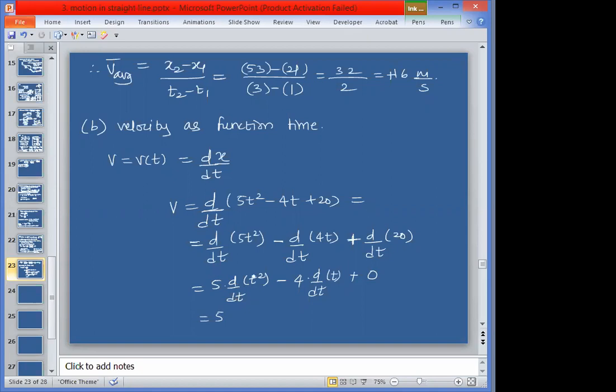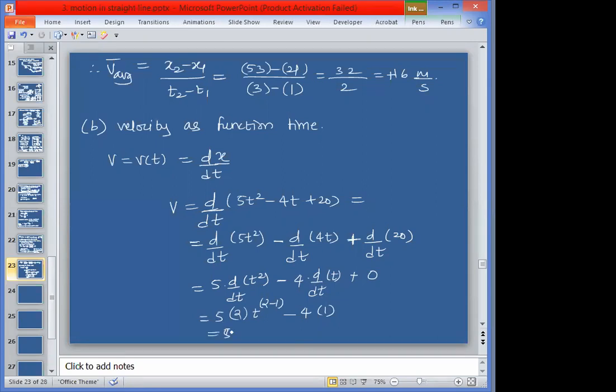Now we have d by dt instead of letter x, now we have the letter t. Same rule you will apply: derivative of x raised to n is n into x raised to n minus 1, so derivative of t raised to n is n into t raised to n minus 1. Here n is 2. Minus 4 derivative of t means t raised to 1. Derivative of x with respect to x is 1, so derivative of t with respect to t is also 1. Plus 0, no need to write.